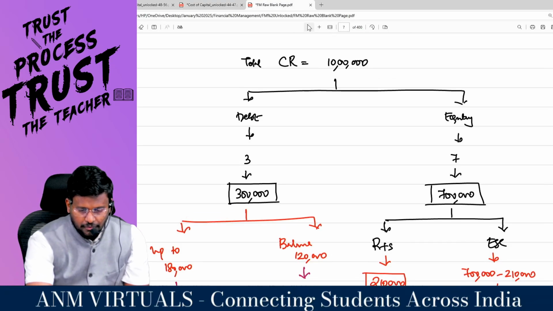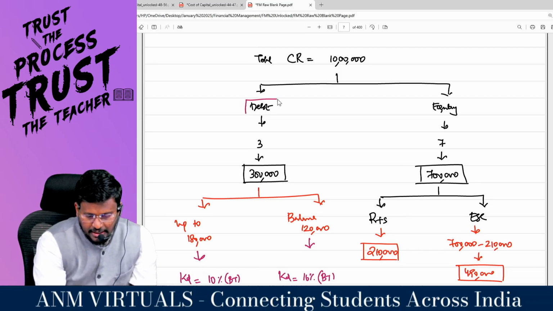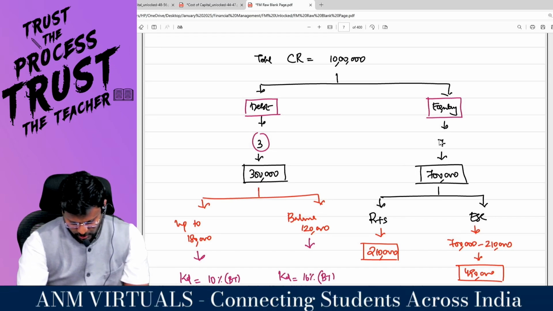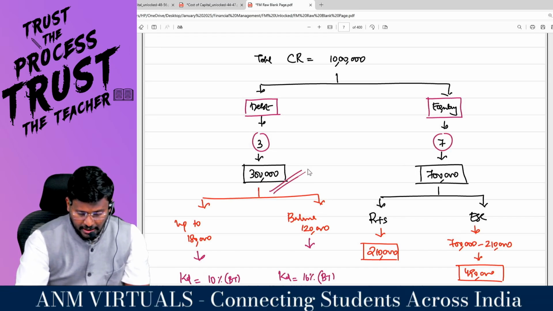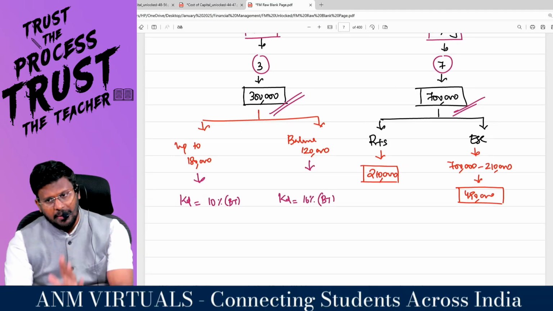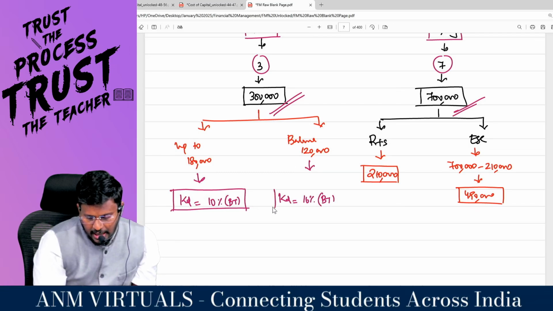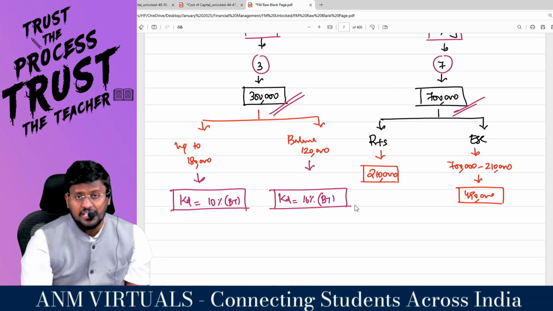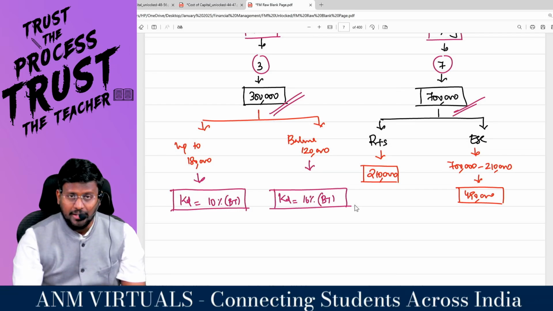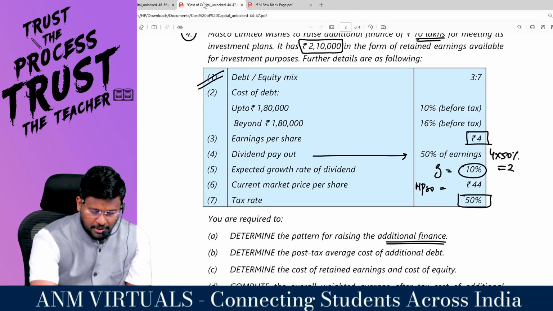This is the pattern for raising the additional finance. Total capital required is equal to 10 lakh. Out of that 10 lakh, debt will be 3 and equity will be 7. So 3 lakh will be the debt and 7 lakh will be the equity. In that 3 lakh, up to 1.8 lakhs KD will be 10% before tax, and the balance 1,20,000 KD will be 16% before tax. For the 7 lakh, reserves and surplus will be 2,10,000, already given in the question. The balance 4,90,000 will be equity share capital.